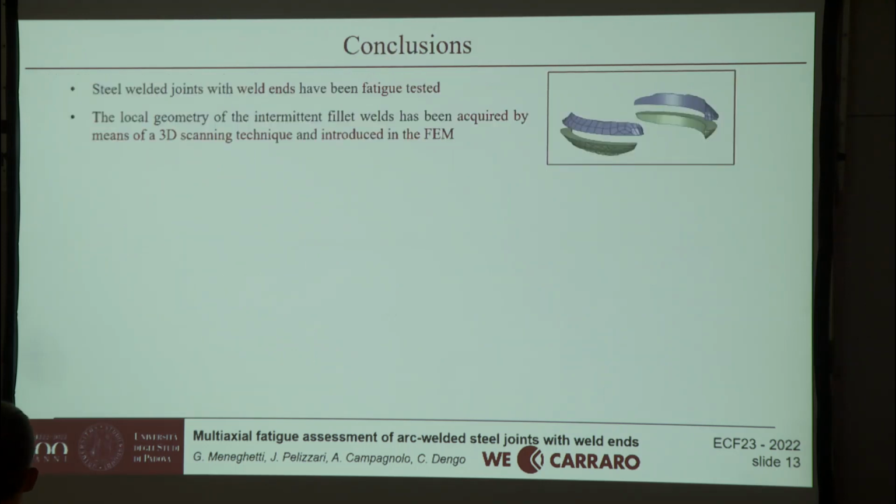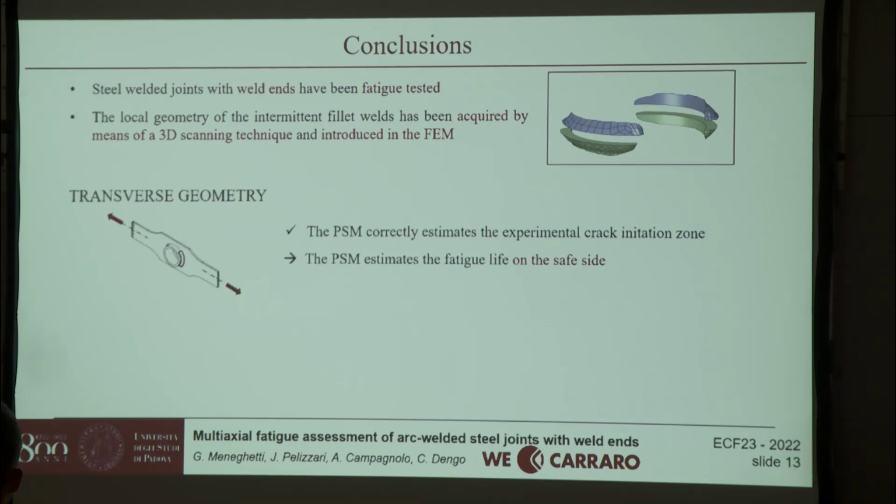So, in conclusion, steel welded joints with weld ends have been fatigue tested. The local real geometry of the intermittent fillet welds has been acquired by means of a 3D scanning technique and then introduced in an FE model to apply the peak stress method. Talking about the transverse geometry, the PSM correctly estimates the experimental crack initiation zone, but the experimental data are on the safe side with respect to the PSM design scatter band.